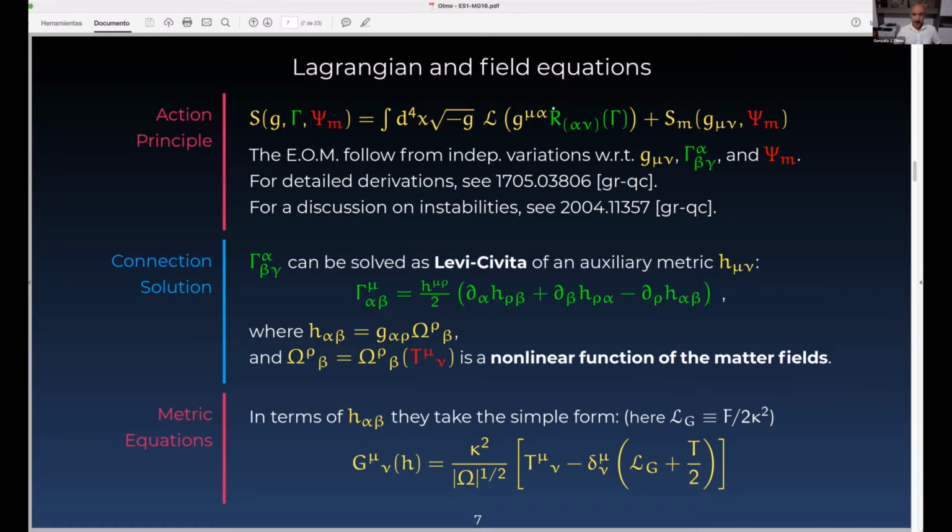So an important aspect of these theories is that the connection can be solved exactly. As I said, there is a symmetric part, which is given by the Levi-Civita connection of an object H, which can be seen as an auxiliary metric. And this auxiliary metric is related to the metric that couples to the matter fields, we can say the physical metric, by this object omega, which is what we call a deformation matrix.